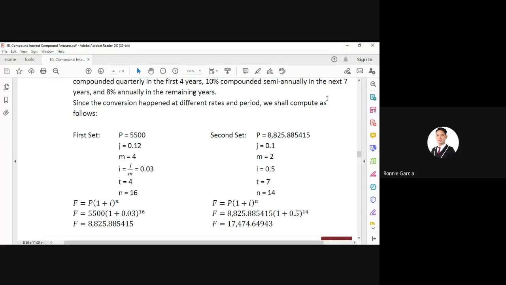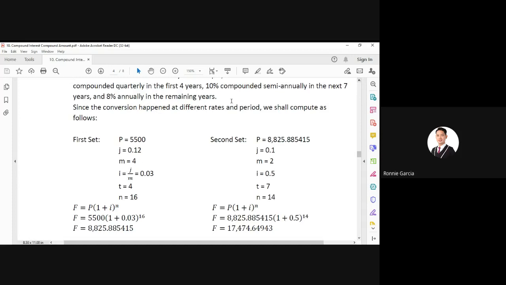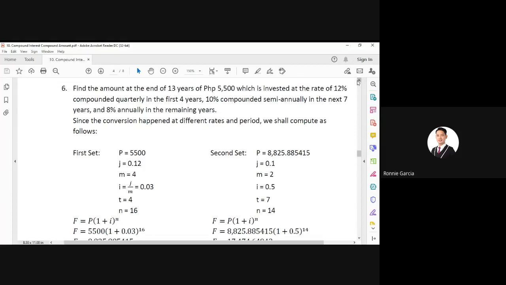Kay sa second set, naa po kay another set of rate and conversion period. So padayon na to ang problem. So una ta sa first part sa problem. After 4 years, padayon na ta 10% compounded semi-annually in the next 7 years. So katong na-solve nimo ganina nga 8,825.885415, 10% ang J ato, semi-annually ang M is 2, then ang T is 7 years.